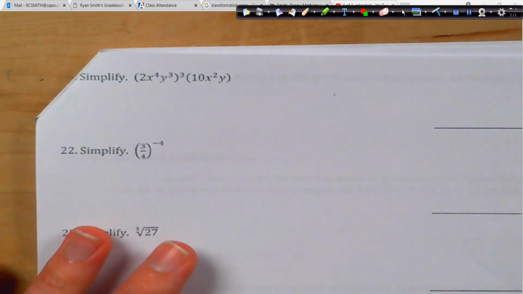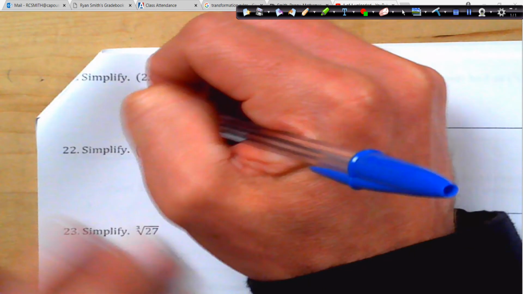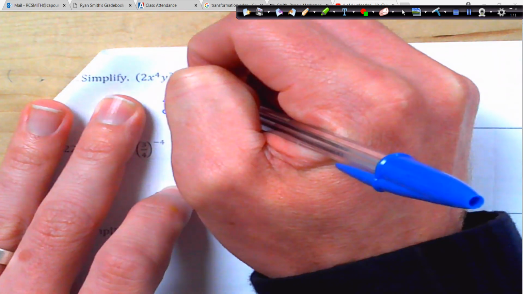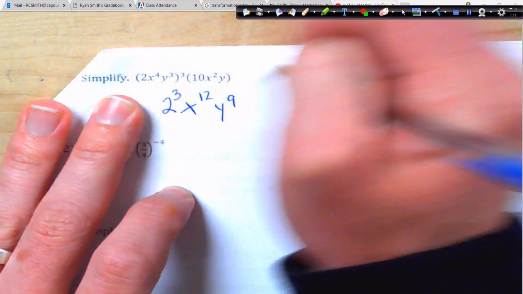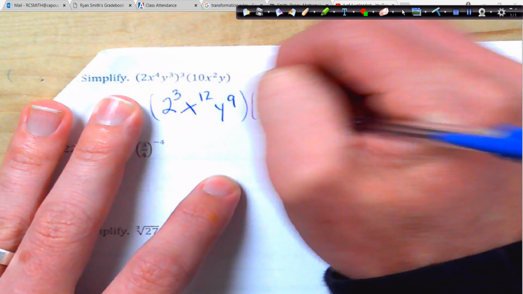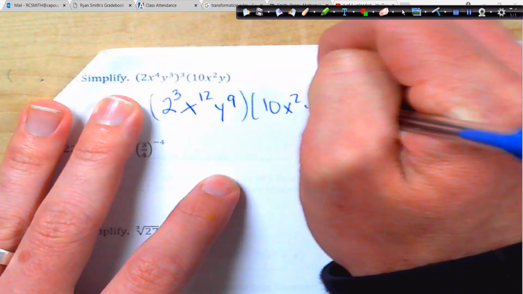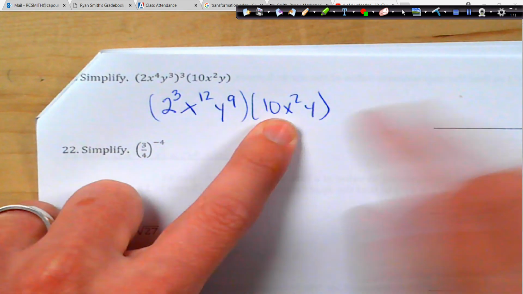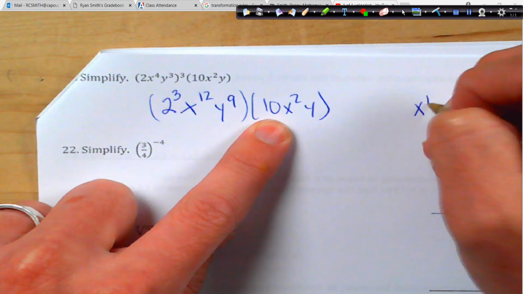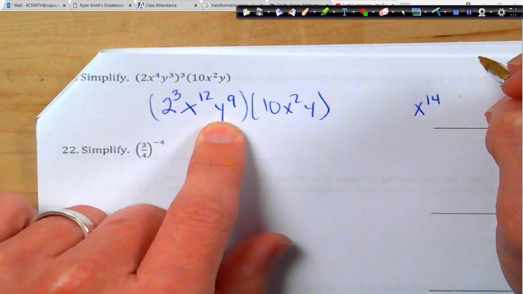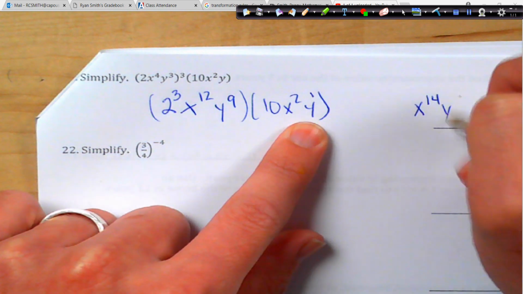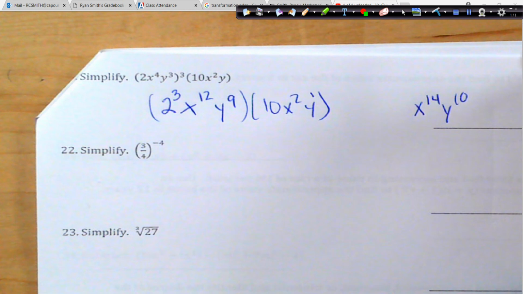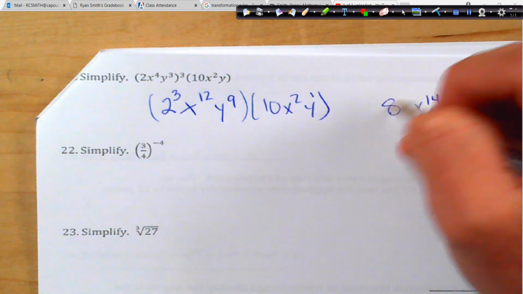All right. This is to the 3rd power, so we're going to get 2 to the 3rd, x to the 12th, y to the 9th. And then that's going to multiply 10 times x squared and y. When you multiply, they're going to add, so that's going to be x to the 12th plus x to the 2nd, which is x to the 14th. 9 plus, this is technically a 1, so we get y to the 10th. And then 2 to the 3rd is 8, and then 10, so we're going to get 80.